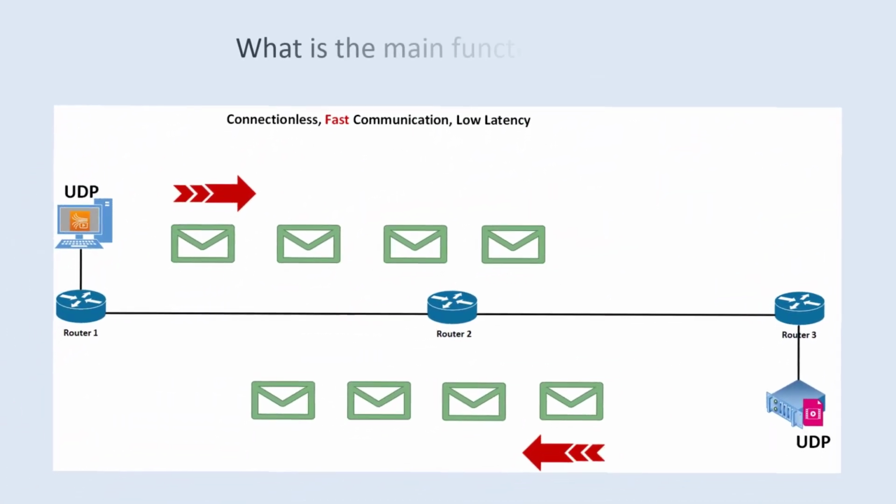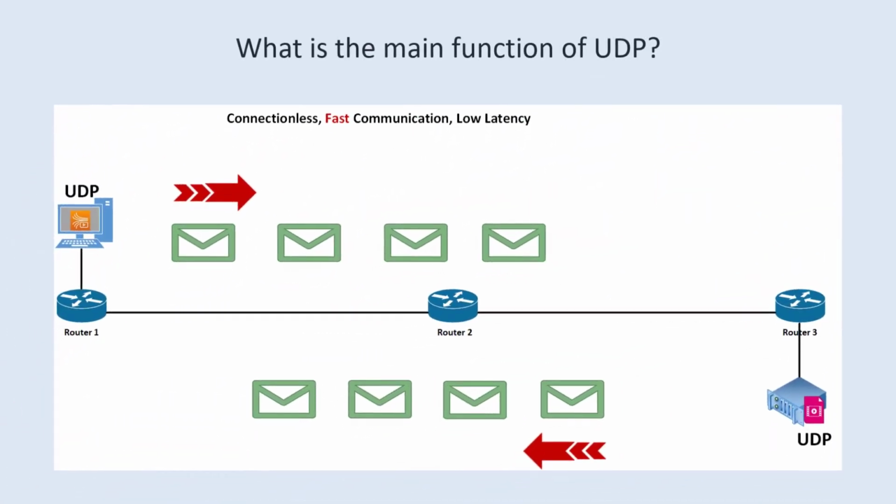What is the main function of UDP? UDP provides a connectionless and faster communication method. It is often used for real-time applications where low latency is crucial, such as in streaming and online gaming.